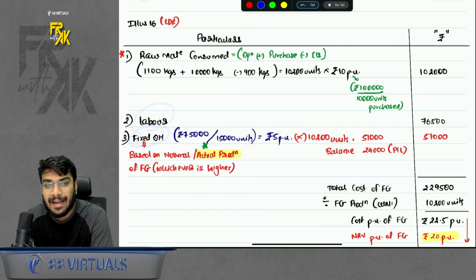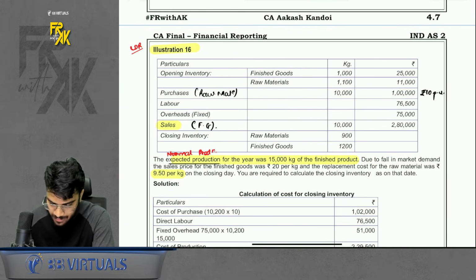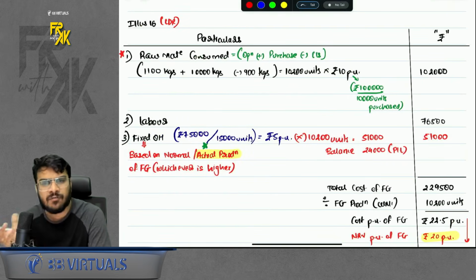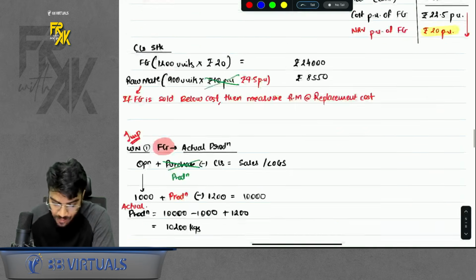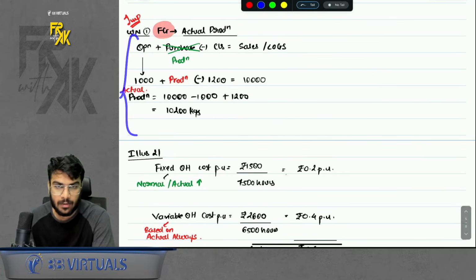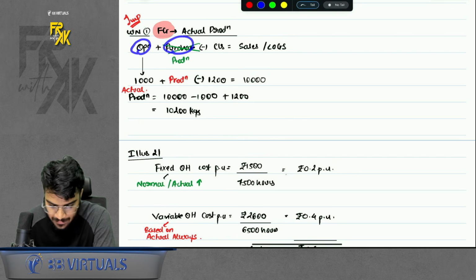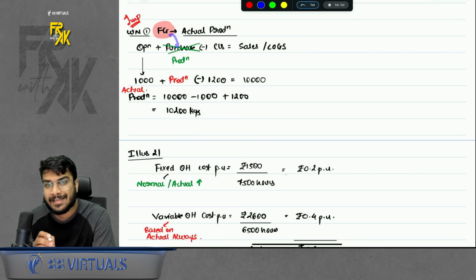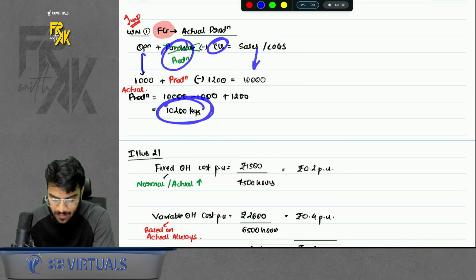Now while adding the fixed overheads, in this question expected normal production is given, but actual production is missing. You have to find the actual production. Why, sir? Because we will divide by normal or actual, whichever is higher. How to find the actual production? This calculation is important. Just remember the basic formula. Opening plus purchase minus closing is equal to sales or COGS. For FG, we are not purchasing, we are producing. So opening we have, production we want to find, closing is there, sales is also there. With this you will get the FG production.